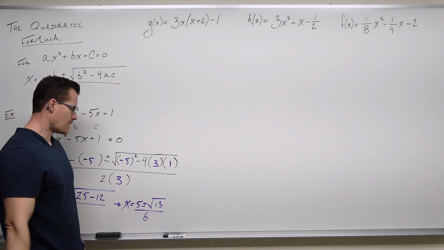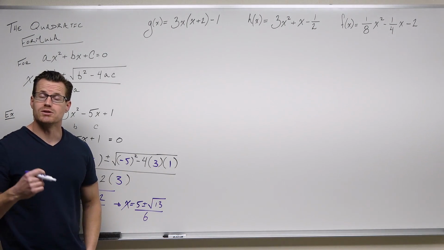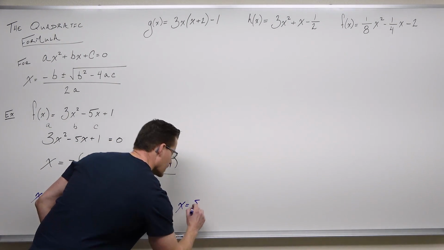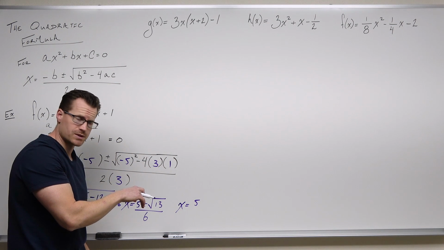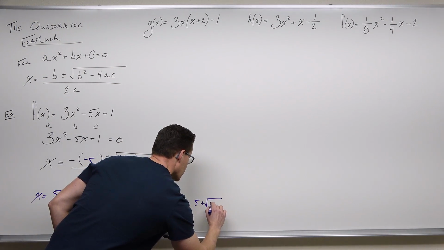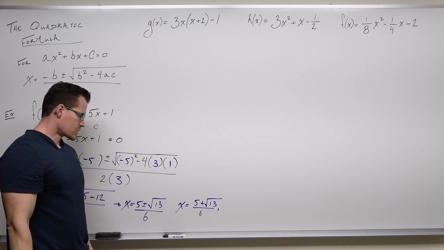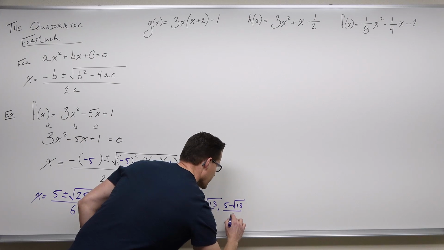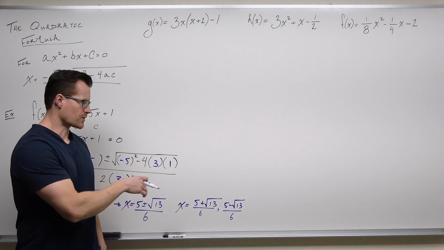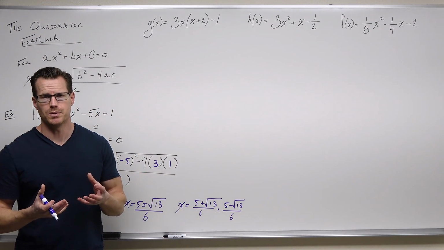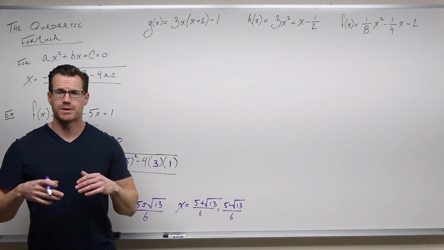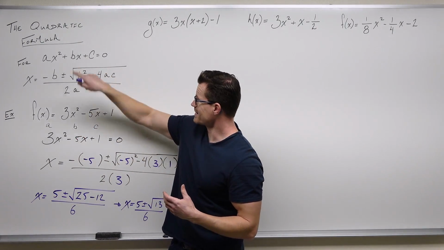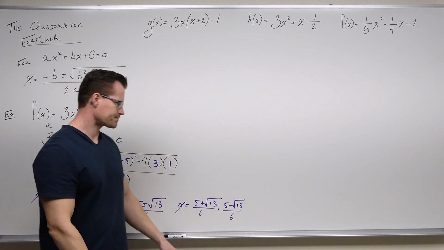From here, we can't simplify that square root. The only thing we can do is show that this is really two solutions. So we'd say this is 5 plus the square root of 13 over 6, and also we get 5 minus the square root of 13 over 6. If you watched the completing the square video, these look very familiar, because that's almost exactly what we get with completing the square. They look so similar because the way I proved it, this quadratic formula comes from completing the square.